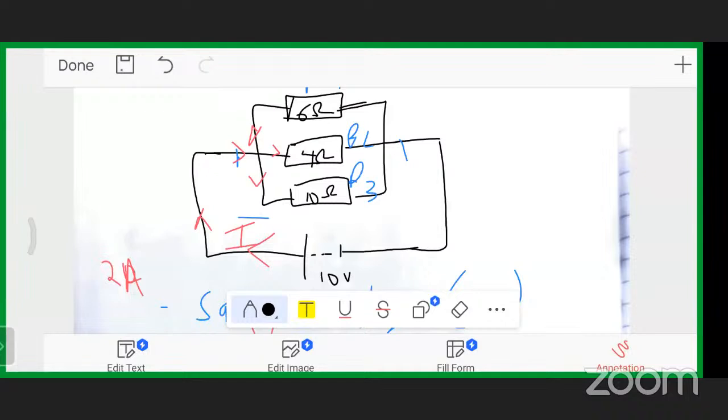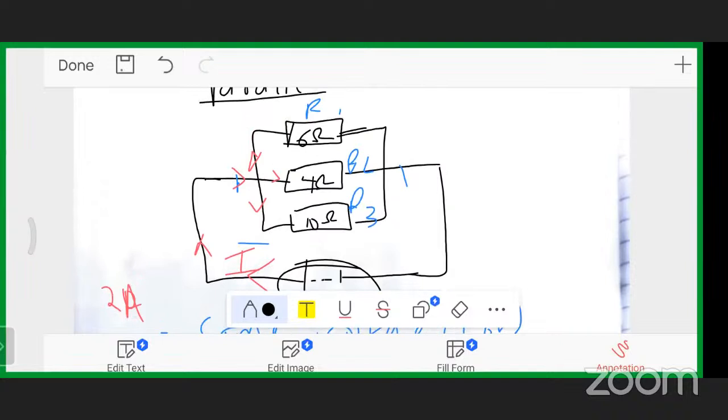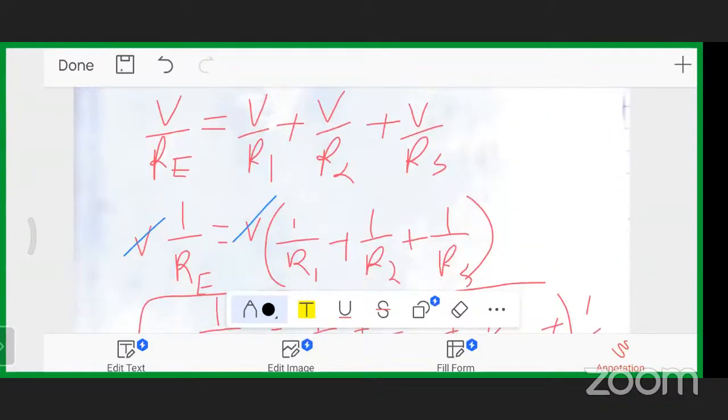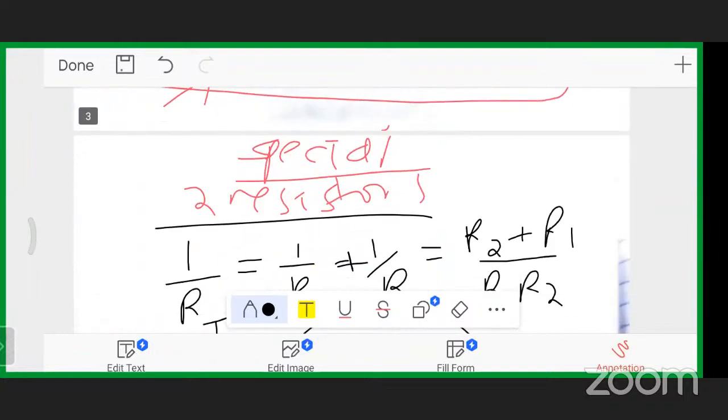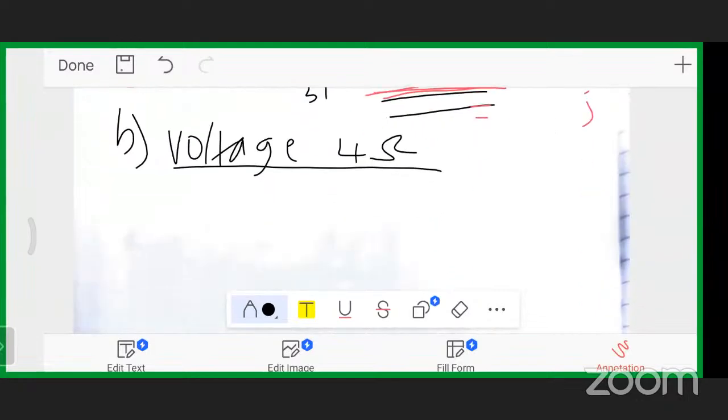10 volts. 10 volts. Very good. 10 volts because these components are all in parallel connection. And therefore, for a parallel connection, the voltage drop should be the same because they're under the same potential. So this same 10 volts will be the voltage drop across the 6 ohm, 4 ohm, and 10 ohm when the devices are in parallel connection. The potential difference is the same. So this is simply 10 volts.